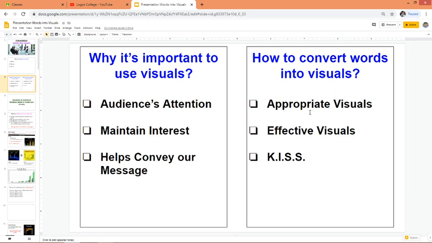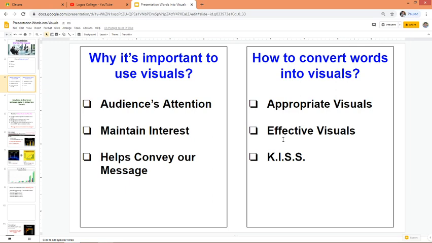In the next couple of videos, I'm also going to talk about how to convert words into visuals. How do we change a lot of confusing information into the correct, appropriate visual? Are we going to use a graph? Are we going to use a pie chart? Are we going to use a line graph? Are we going to use a flow chart? There are many types of visuals. We'll talk about that in these videos.